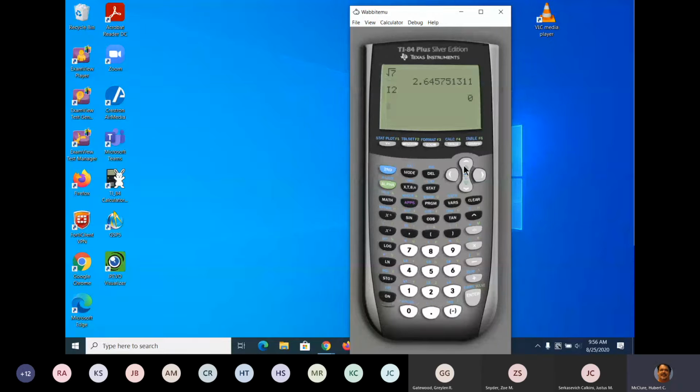I hate calculators. Now I gotta fix that. Square root second 7, second 2. And pi, somebody tell me where pi is. There it is. Second equals.